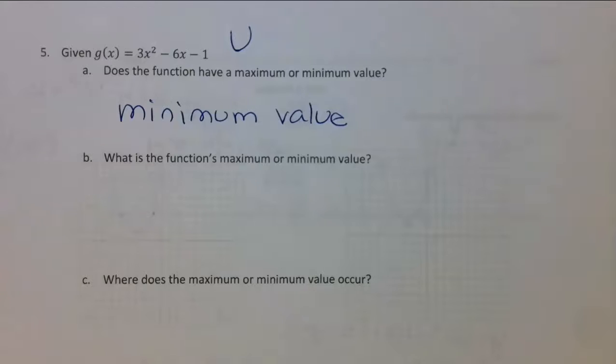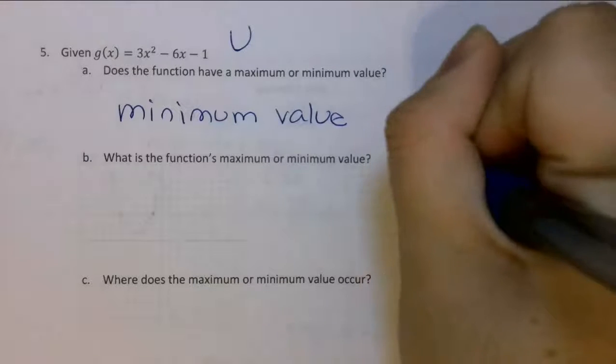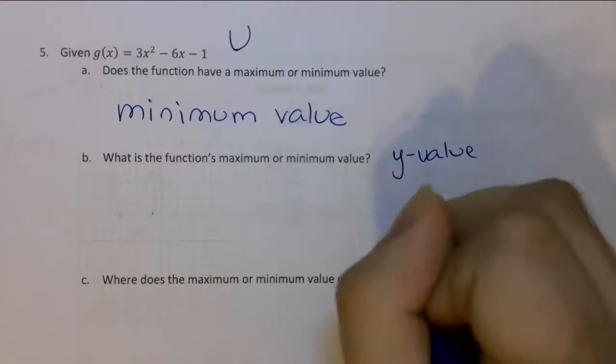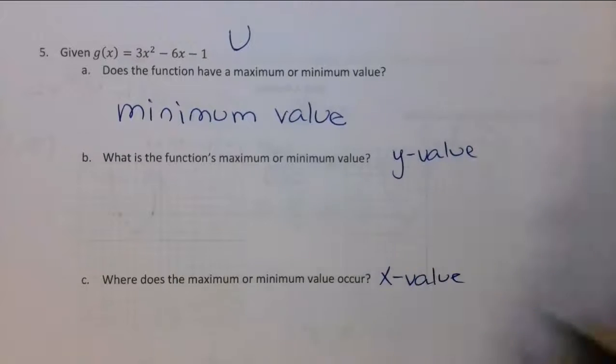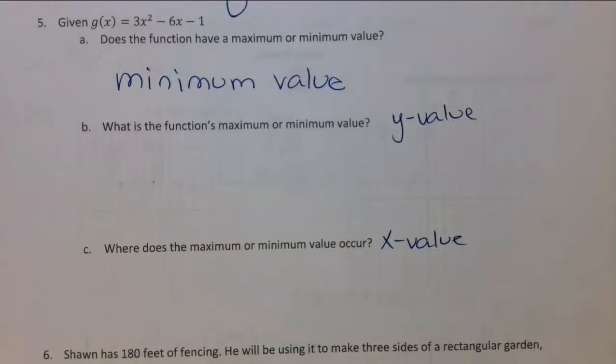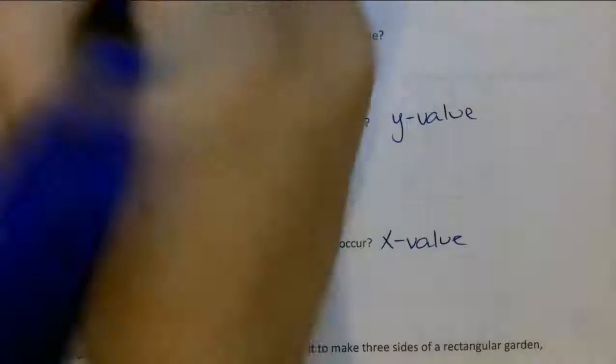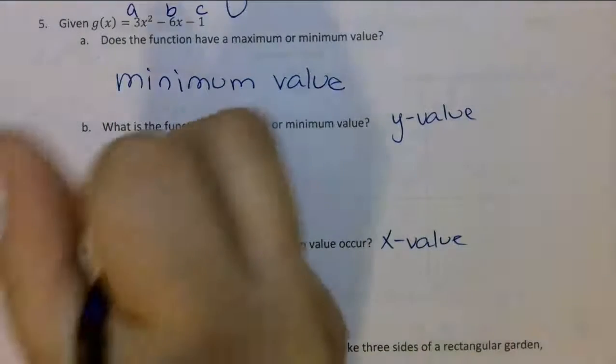Okay. B wants me to find the minimum value, that is the y value of the vertex. C wants me to find where it occurs, that's the x value. So this is the y value, x value. I am going to do C first because I'm going to use the vertex formula. So I have A is 3, B is -6, C is -1.